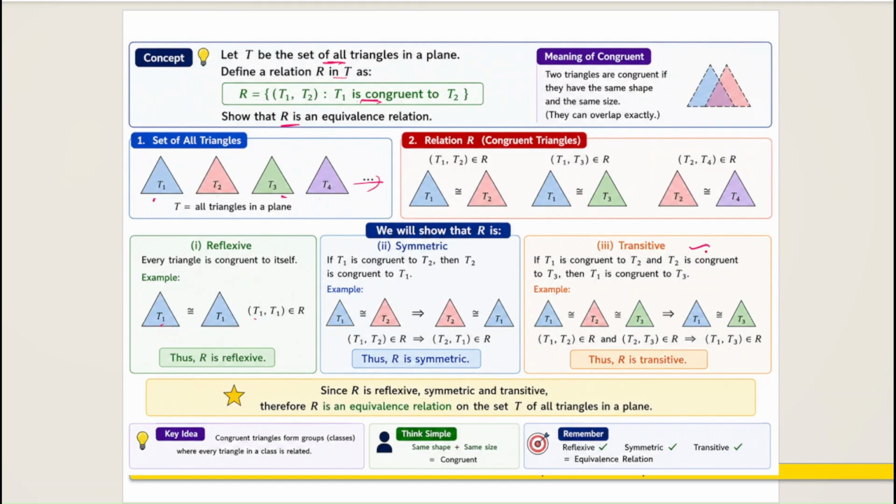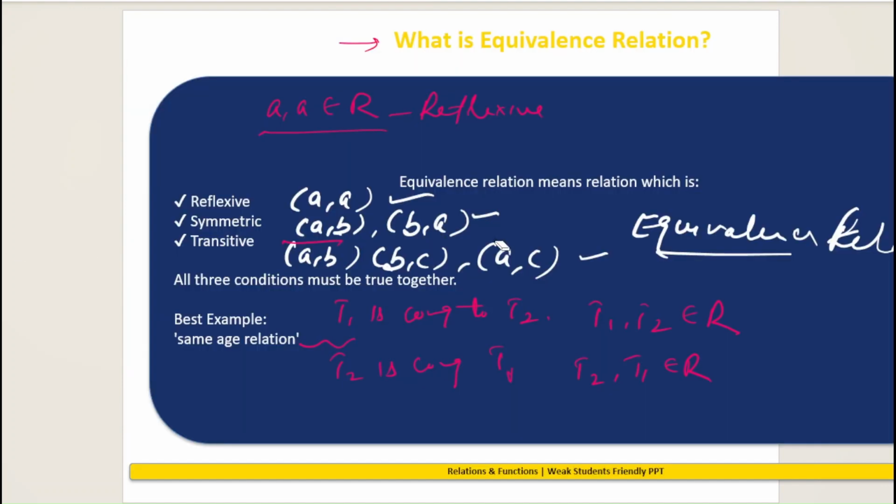Next is transitive. What is the condition of transitive? If the relation contains (A, B) and (B, C), then (A, C) should also be there. Here A is T1, B is T2, and C is T3.